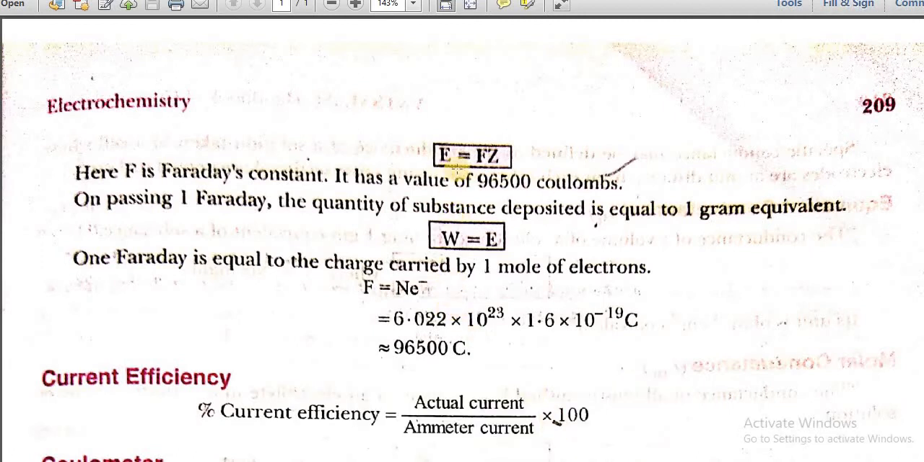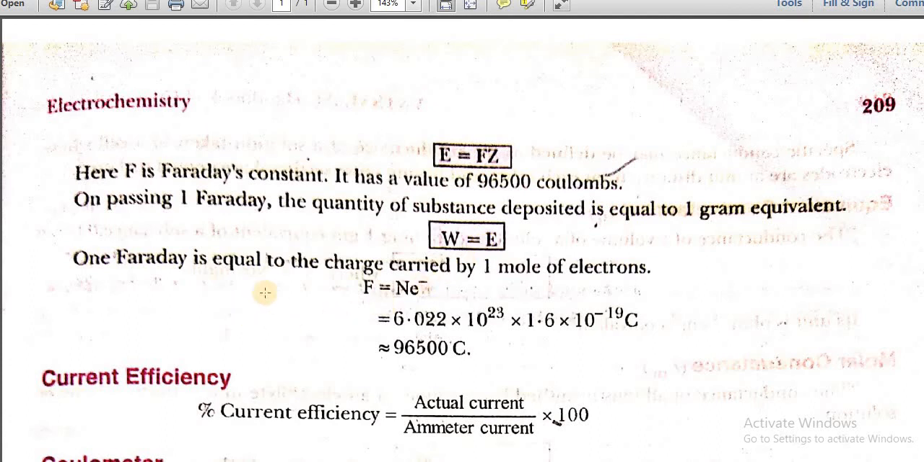Since E is directly proportional to Z, when you remove the proportional sign we can put a constant over here. The constant is F, where F is known as Faraday's constant, and it has a value of 96500 coulombs. This is the Faraday constant value. Now on passing 1 Faraday, that is when we put the value for F, the amount of substance deposited will be equal to 1 gram equivalent, that is W equals E.